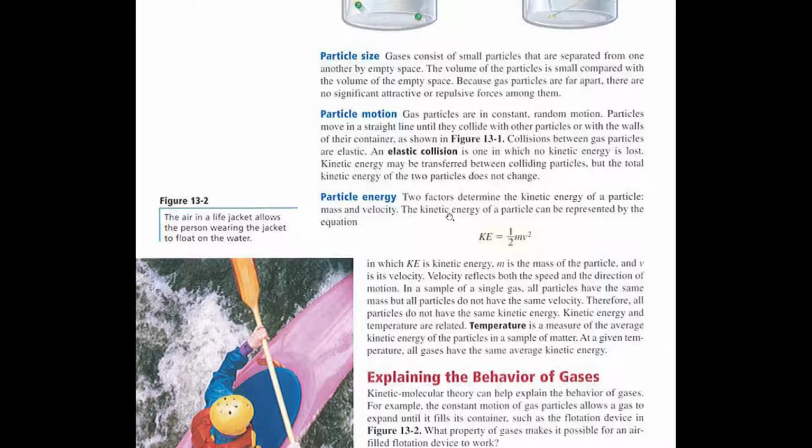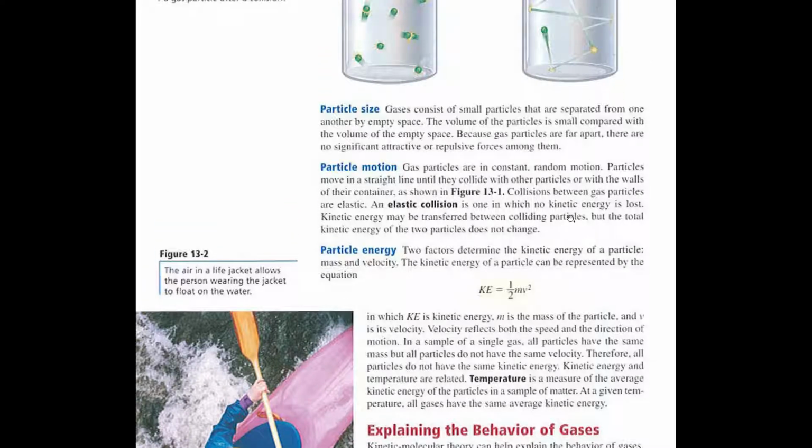We also have to consider particle energy. Two factors determine the kinetic energy of a particle, and that's the particle's mass and the particle's velocity. We see here that KE, representing kinetic energy, is 1/2 mv squared. M being the mass of the particle, v being the speed of the particle, or velocity. The difference between velocity and speed is that with velocity, you're talking about a direction. Speed, you're just talking about how fast. But velocity is saying how fast in what direction. So if you're going 30 miles an hour, that's a speed. If you're going 30 miles an hour east, that's a velocity.